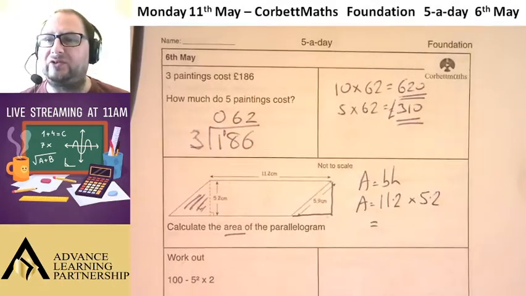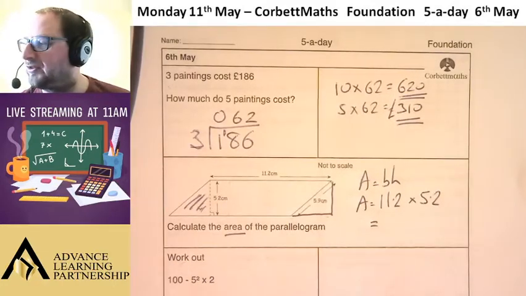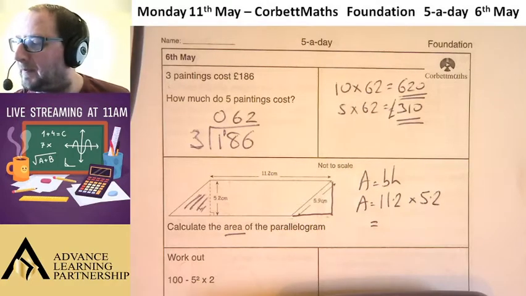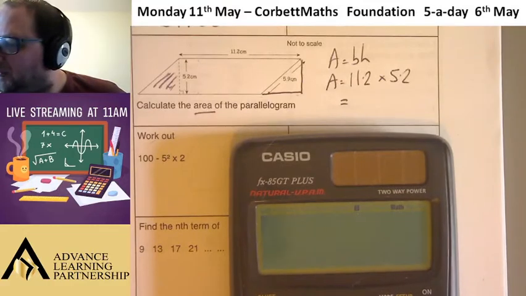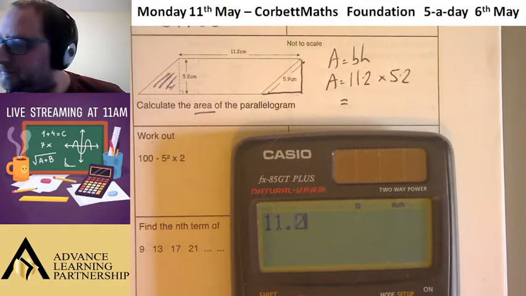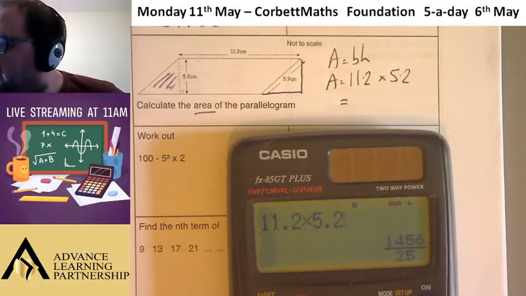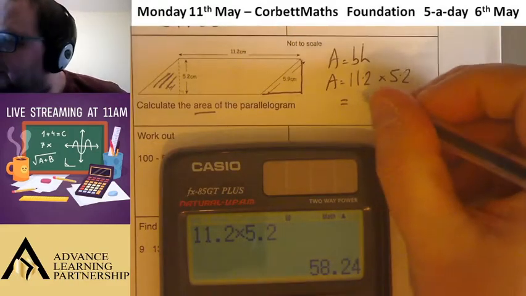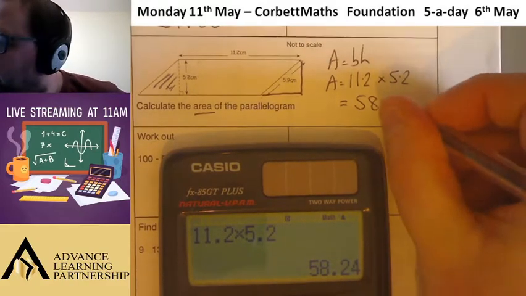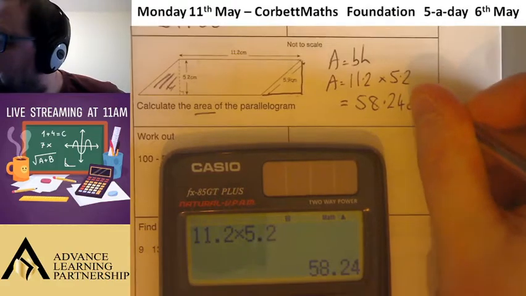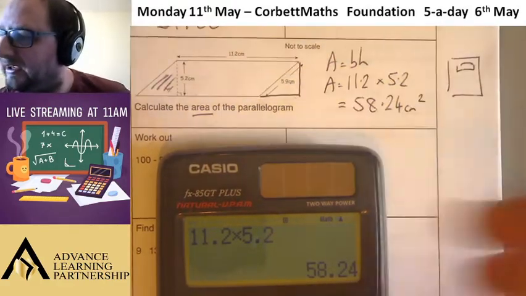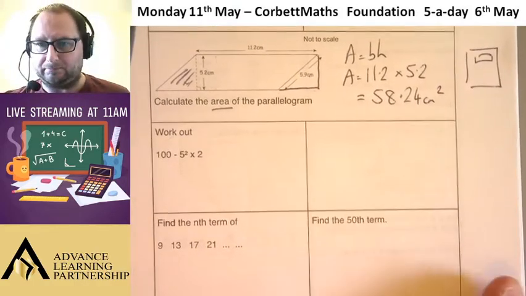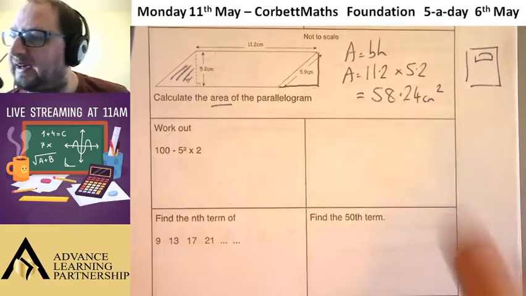If you guys have actually done that without a calculator, I'm very impressed. You'll maybe have used a Chinese multiplication or some grid multiplication there, but I am going to perform this on the calculator, and I've got an answer of 58.24 centimeters squared. So that's the only question I would say on this sheet that uses the calculator. The rest of the questions I do believe are non-calculator.